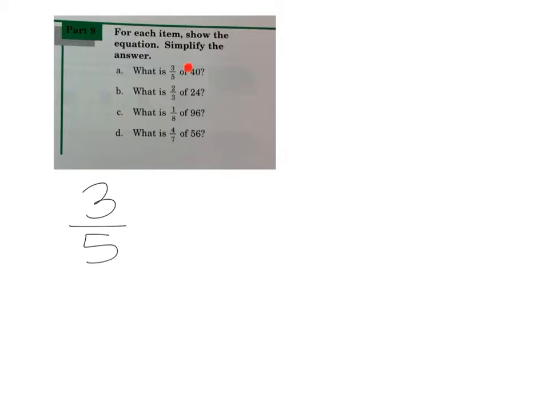And then they say of. And in math, when they say of, they mean times. So whenever you see the word of, you're going to multiply. And then they give us the number 40. But in order to multiply fractions, I can't do a fraction times just the whole number. I have to put my hidden number 1 underneath it. And I remember that when I am multiplying fractions, it's okay that the bottom numbers don't match. You only have to make them match when you're adding or subtracting.